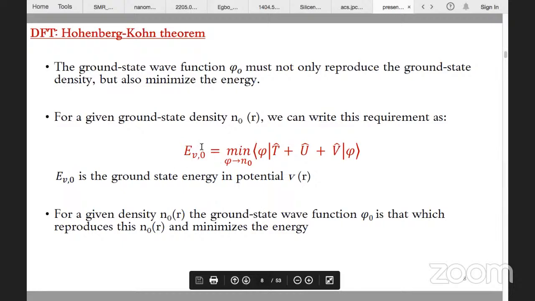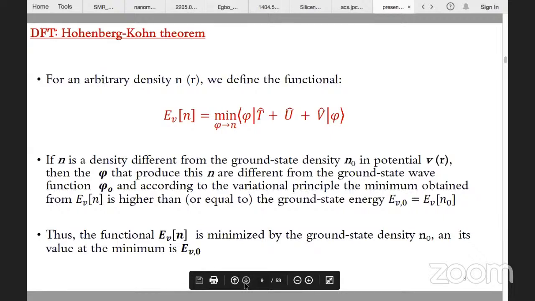So it's what I've recast here: if you have the ground state electronic density, then that ground state electronic density is given by the ground state wave function, and that ground state wave function is the one which minimizes the total energy. That is just the basic idea of the Hohenberg-Kohn theorem. And if you have an arbitrary density that is different from the ground state density, then the wave function that produces that density, if it is different from the ground state wave function, cannot give the ground state energy. So the ground state energy is actually minimized by the ground state density.